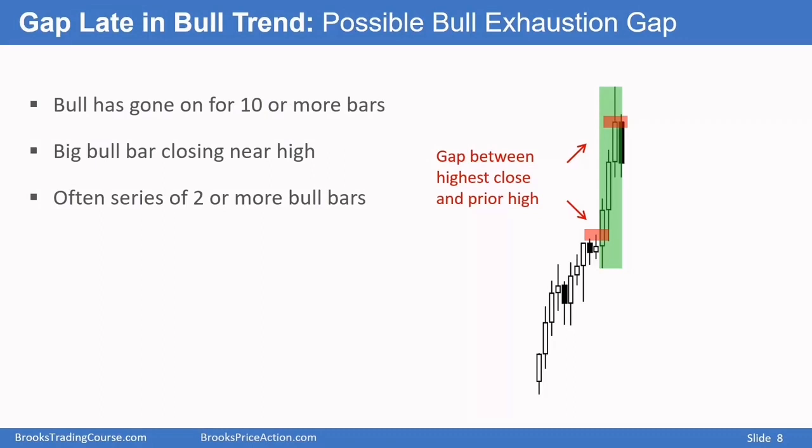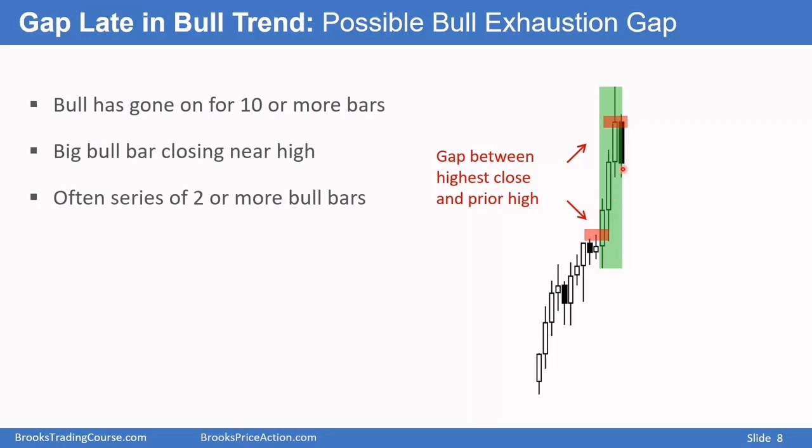What I'm looking for is a rally that has gone on for 10 or more bars, and then I need bull bars closing at or near their highs, certainly above the midpoint, and it's often a series of 2 or 3 bull bars instead of a single bull bar. There are many ways to draw gaps here. This close to this high or that high, and then now the gap is here to down here, and at this point the gap is this close to that high or that bear high.